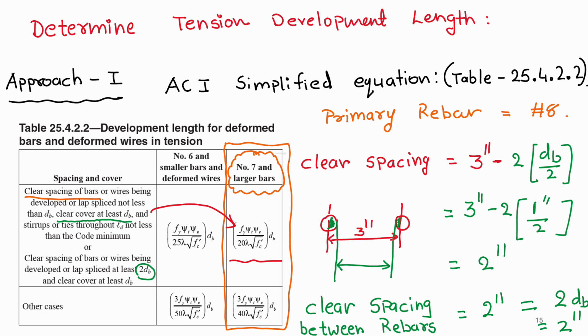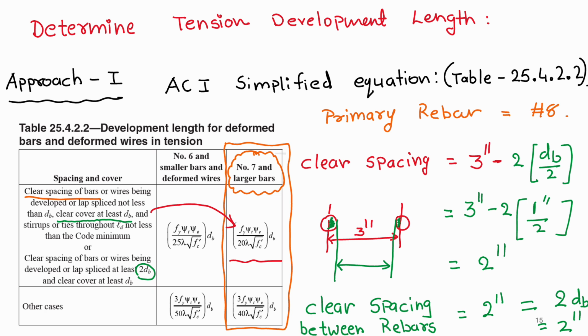So firstly, we need to determine tension development length. Let's do firstly the ACI simplified equation. So we are using table 25.4.2.2. And since we have number 7 and larger bars, we are using equation Fy times Ct times Ce, and we are dividing by 20 times lambda square root of fc prime times db.